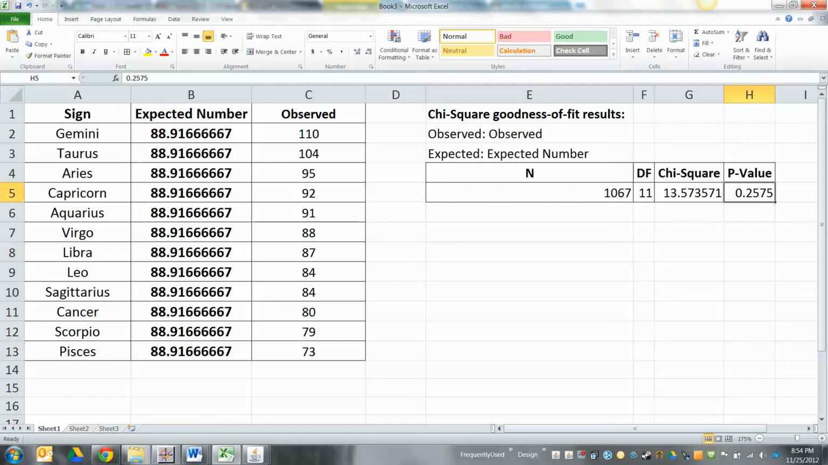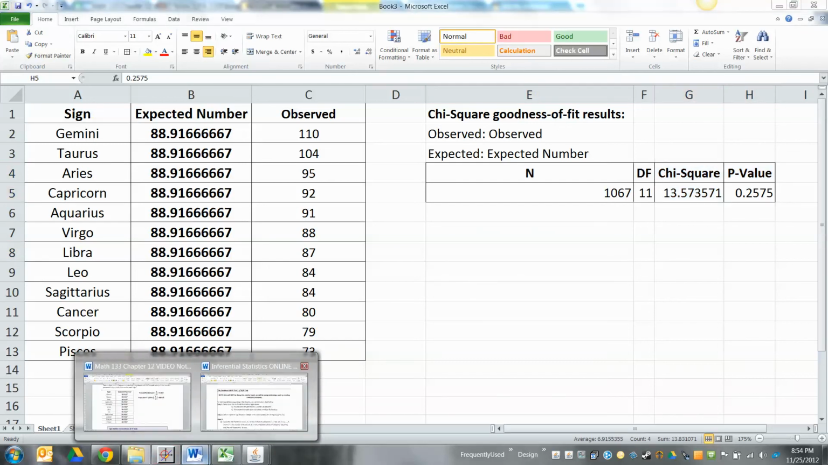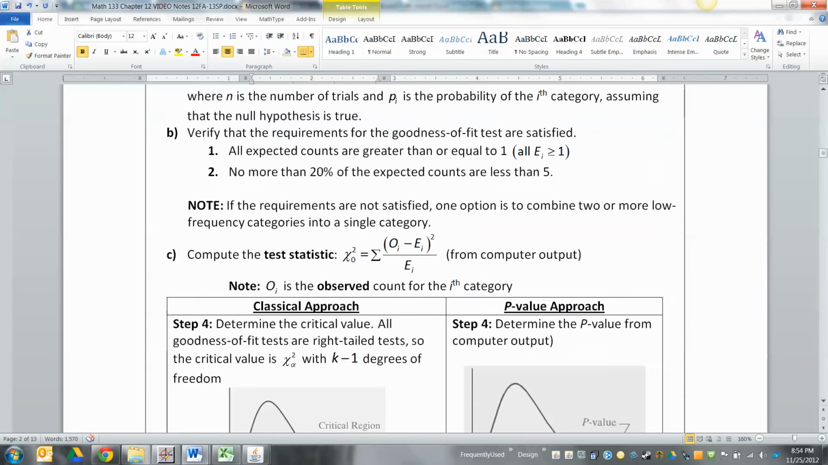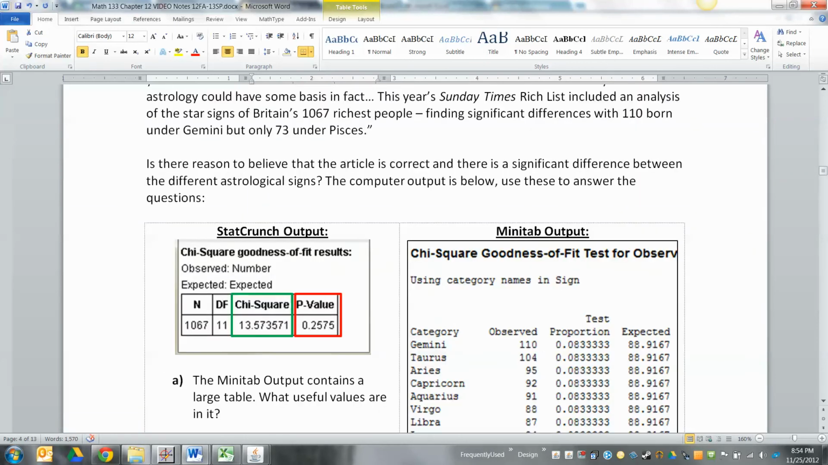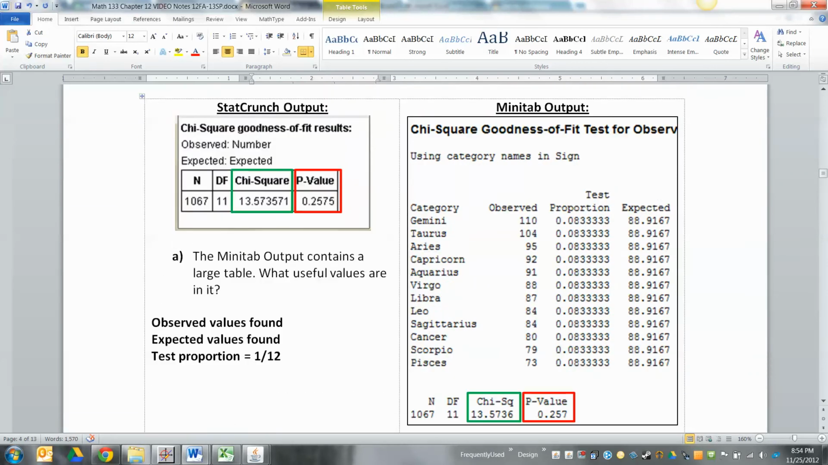And so there we go. And we can see the p-value and the chi-square statistic right there. And of course, we all know that that p-value is not nearly small enough to be rejecting, right? We only reject the null hypothesis if we have a small p-value.